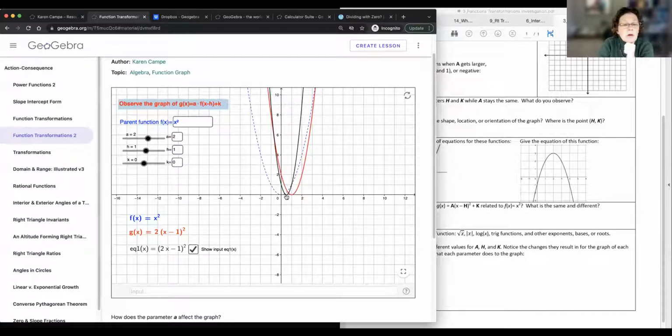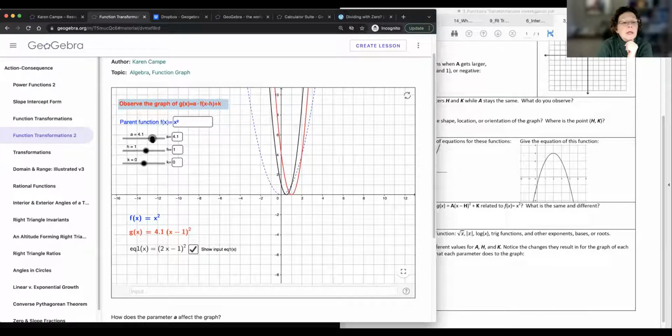The black graph is not in the same place as the red graph. It's not the same width or vertical stretch. And what I want to ask students about this is, what is this 2 in my new equation really doing? Well, that 2 is getting squared. So what I really need on my g of x is a 4. Let's see what happens when I change A to 4.